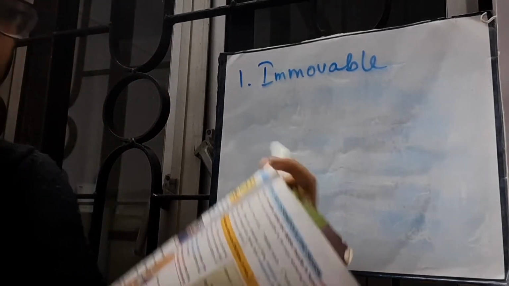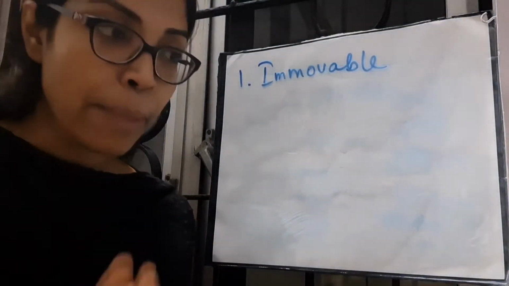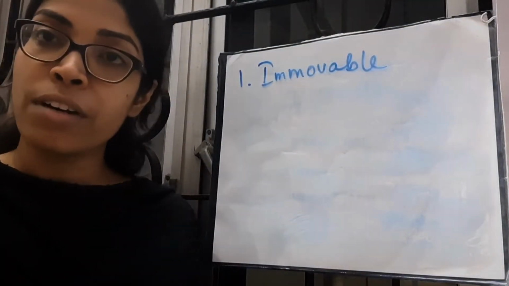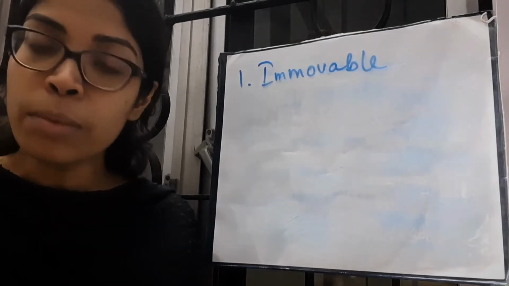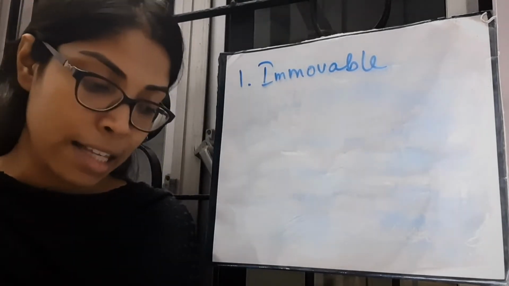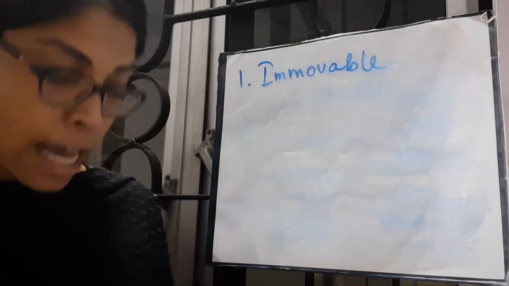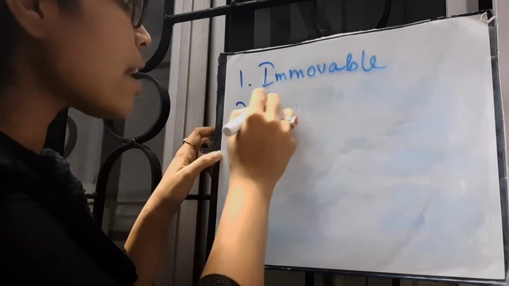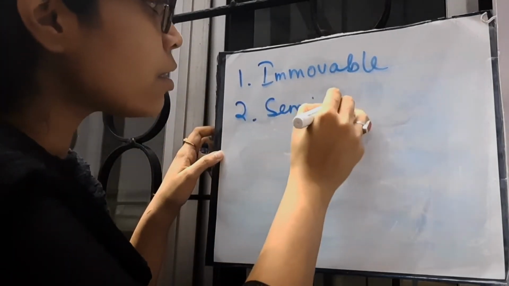Look into this picture. These are the skull bones, and there are joints, right? So we cannot bend the parts of our skull, they are immovable. So the joints of the skull bones are examples of immovable joint. Okay, next is semi-movable joint.